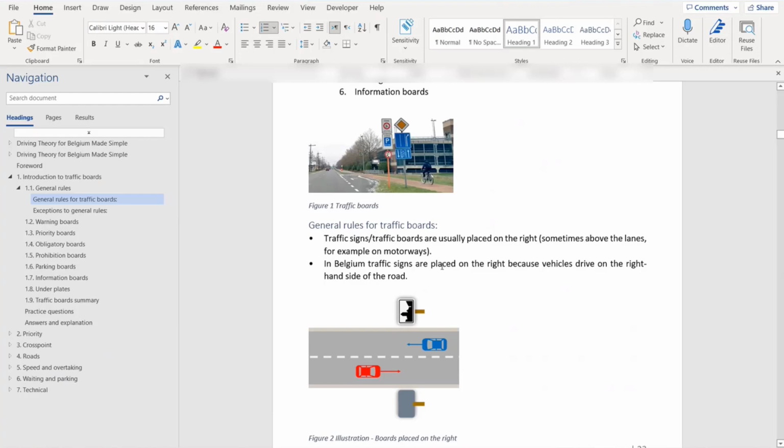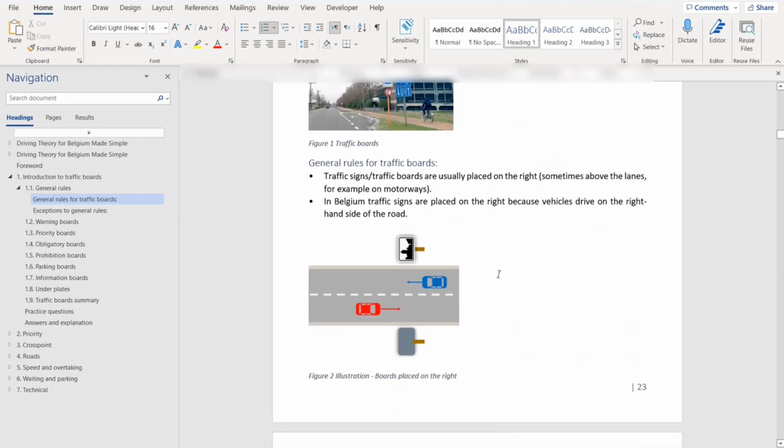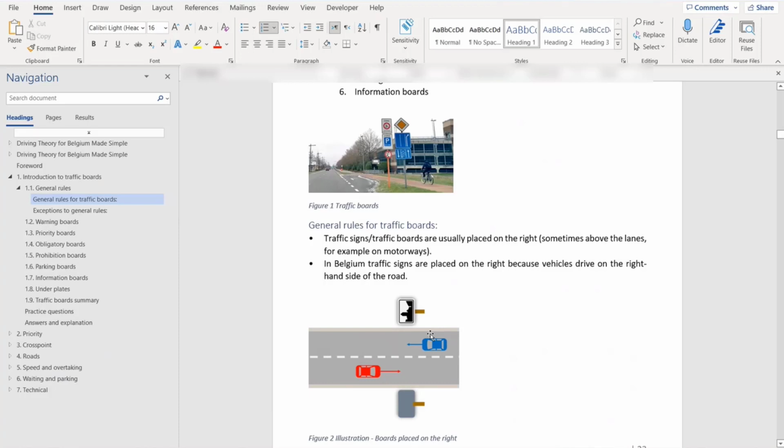So in traffic, the traffic signs or traffic boards are placed on the right because why? Why are they placed on the right? Because the vehicles drive on the right hand side of the road. So here's an illustration that for the blue car, the traffic board is placed on the right. That's the begin of the built-up area. And for the red car, it's also placed on the right. Maybe it's end of built-up area. Imagine placing this board on the left, and the driver of the blue car has to look every time on the left for the traffic board. It's not convenient, right? So that's why the traffic boards are always placed on the right, because we drive on the right side of the road.